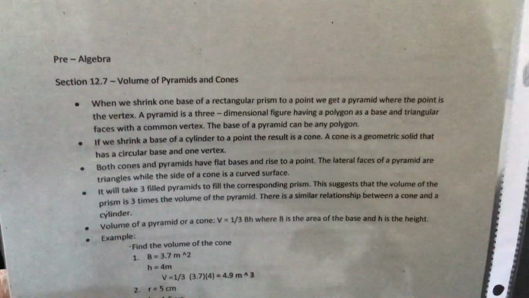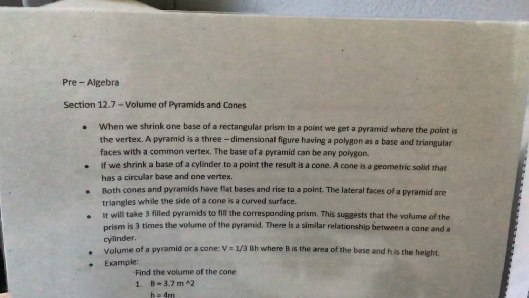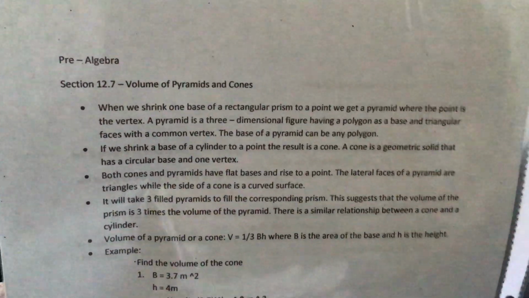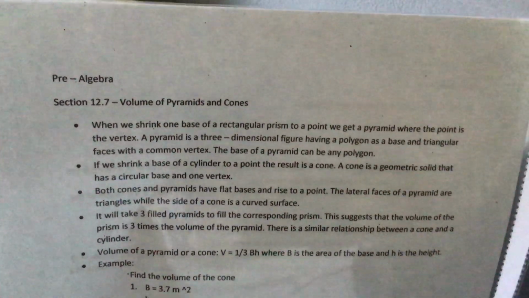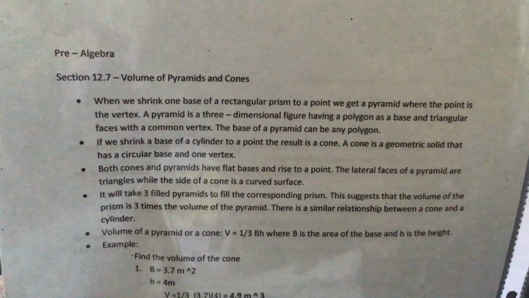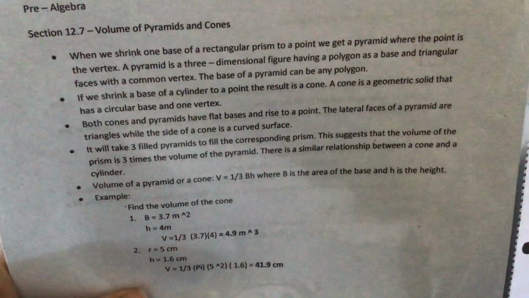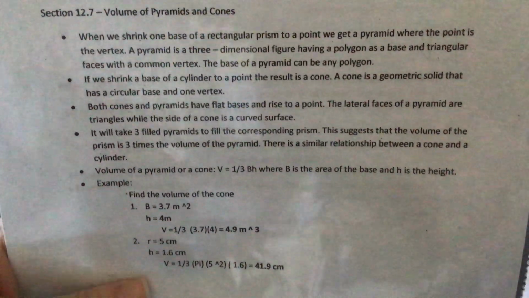Last section for chapter 12, and actually the last section we're going to go over, okay? It's still volume, but we're looking at pyramids and cones now. So it's just a matter of, again, being able to use a formula, okay? So if you take a rectangular prism and you sink one of the bases down to a point, you're going to get a pyramid.